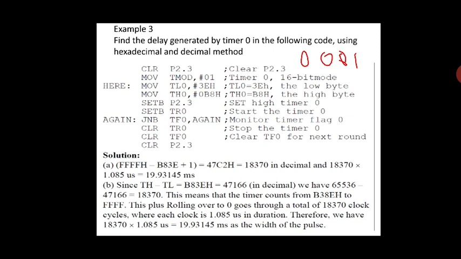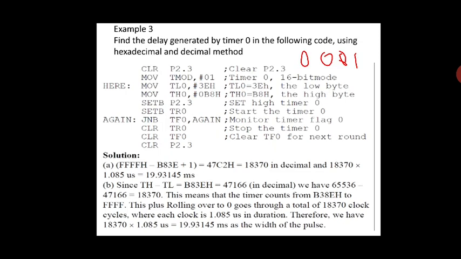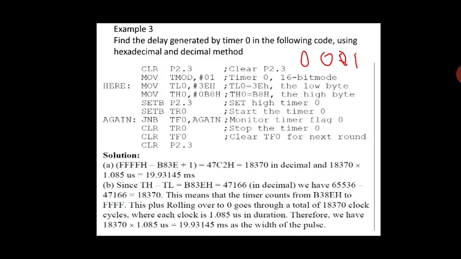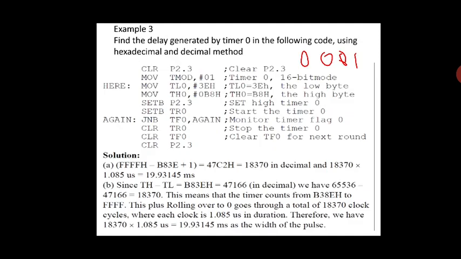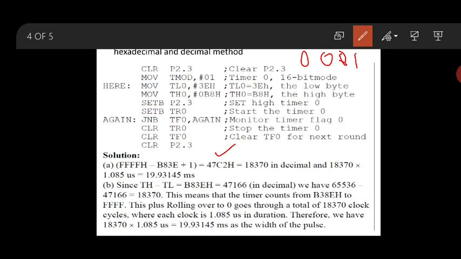Now in the solution, from this diagram, FFFF minus YYXX plus 1. What is FFFF here? The maximum, you can't change it. What are TH and TL? YYXX, that is B83E. You add 1 and you end up with 47C2 in hexadecimal. As I told, you can't directly multiply with 1.085. What do I have to do? You convert this 47C2 into decimal from your calculator, and you get 18370 as the decimal value.